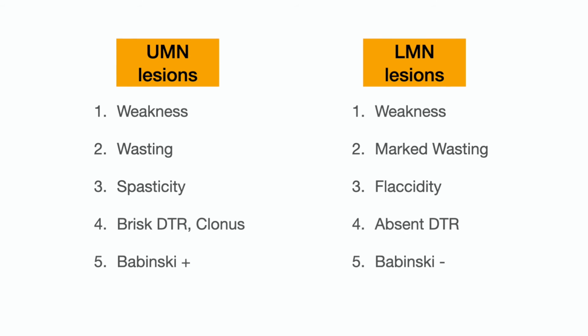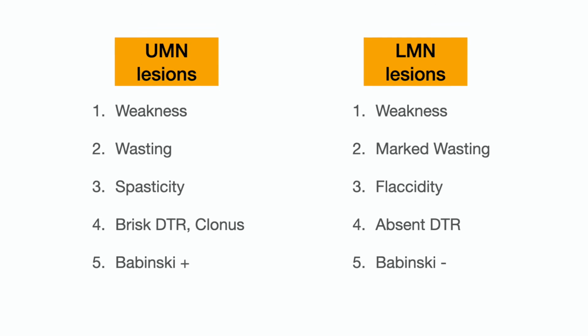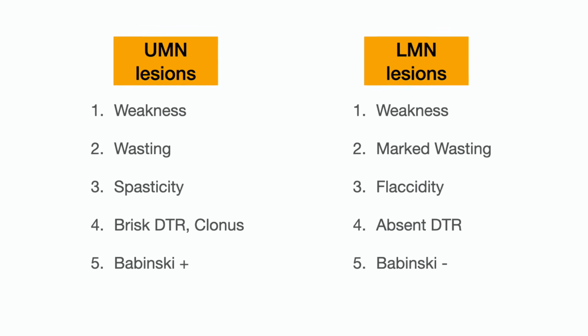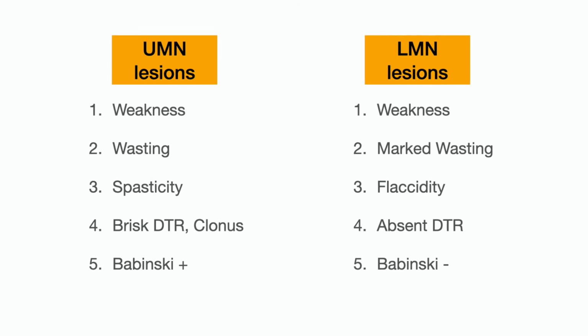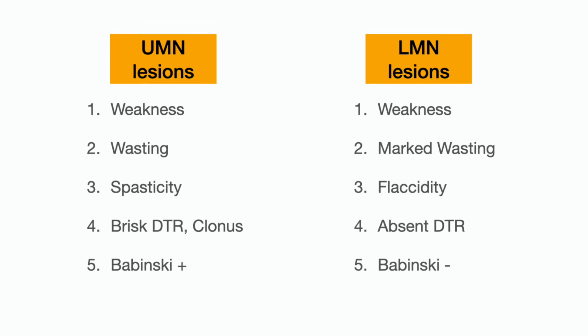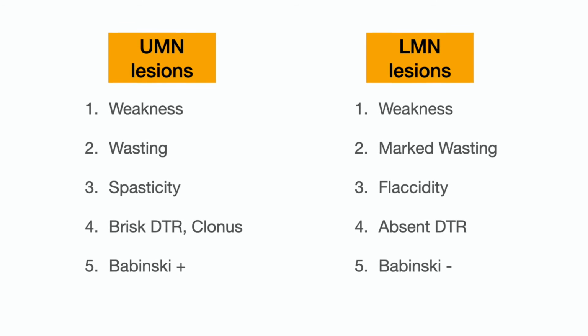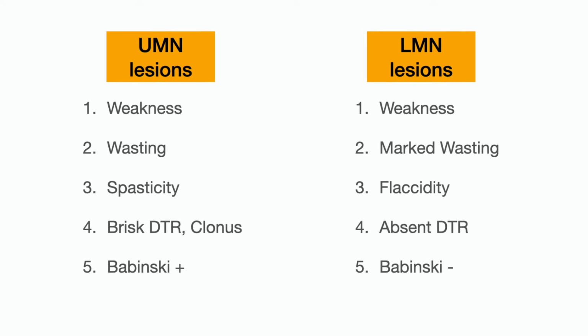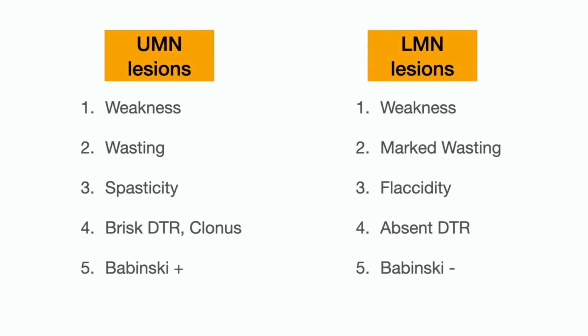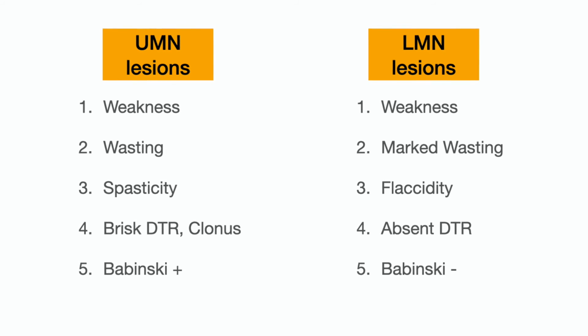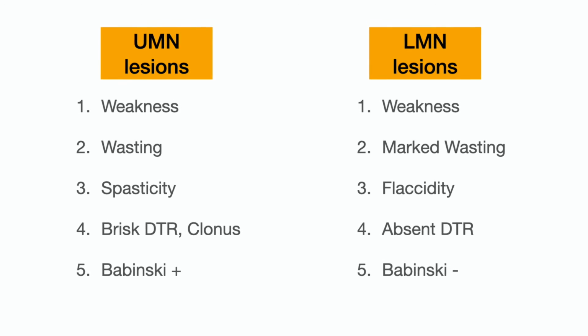Features of upper motor neuron lesions include wasting, which is mild compared to lower motor neuron lesions, increased tone or spasticity, brisk deep tendon reflexes, clonus, and extensor plantar response or a positive Babinski sign.